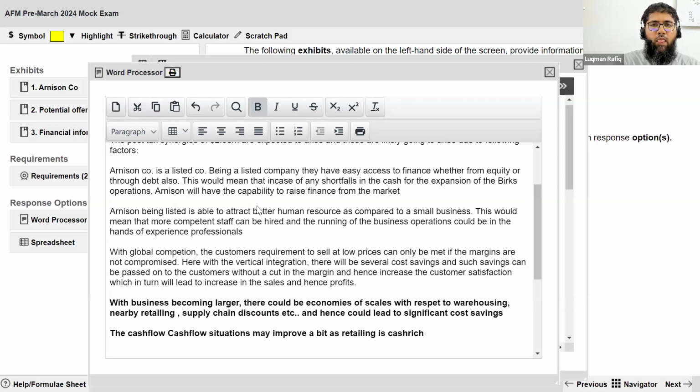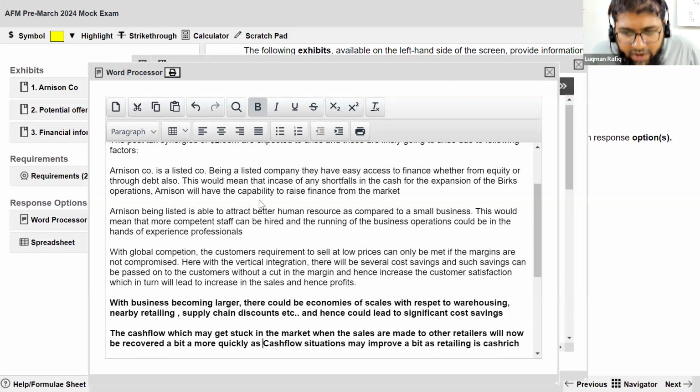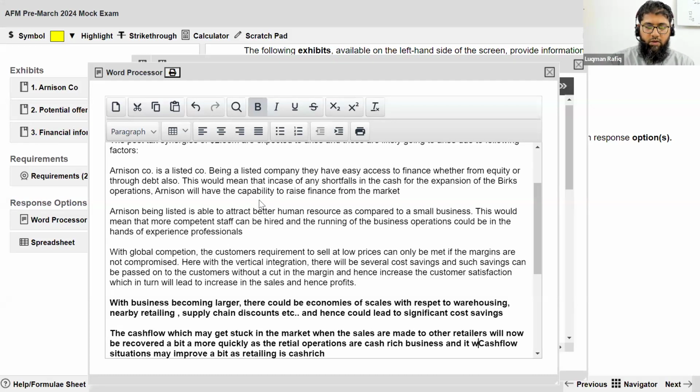The cash flow which may get stuck in the market when the sales are made to other retailers will now be recovered a bit more quickly as the retail operations are a cash rich business, and it will help the combined company to reduce its cost of working capital.